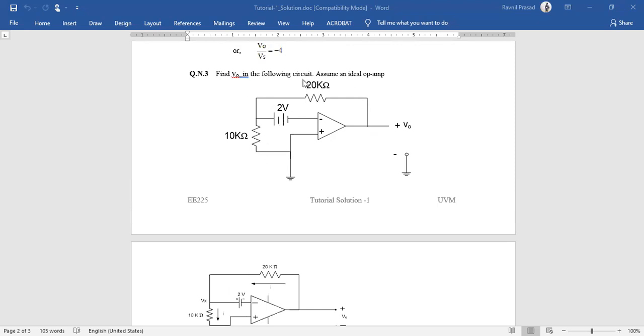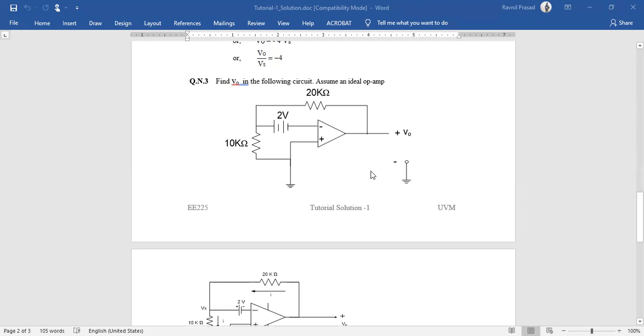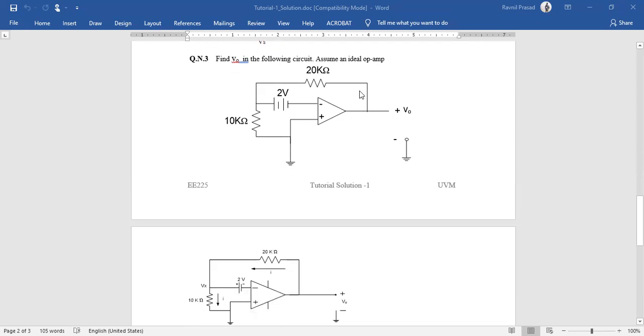Again, in this particular case, we need to analyze this circuit. In order to analyze it, we can just make a nodal analysis. You can see this particular branch is already grounded, so there is no current flowing into this terminal. So we can directly perform the nodal analysis for the negative side of this op-amp.